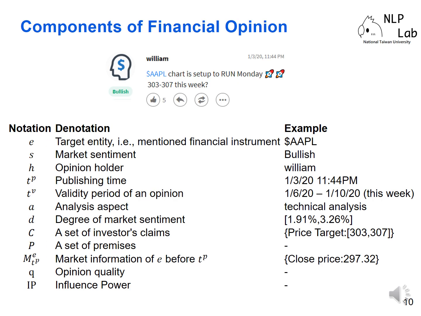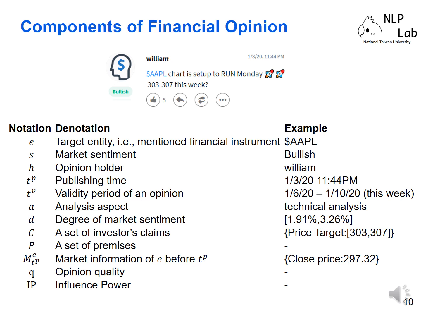Let's talk about the details. A financial opinion can be represented as a tuple with 12 components. Let's use these 3 as an example. First, we need to know which instrument the investor talks about. In this example, the investor mentioned Apple stock. Second, we need to extract the market sentiment of the investor. On social media platforms, sometimes we can get the writer-annotated labels directly. Third, who the opinion holder is also needs to be recorded.